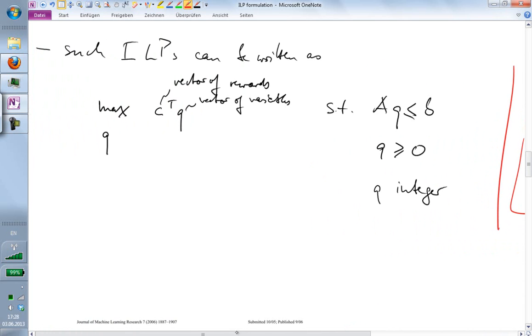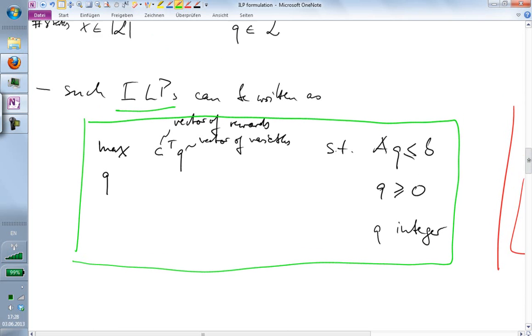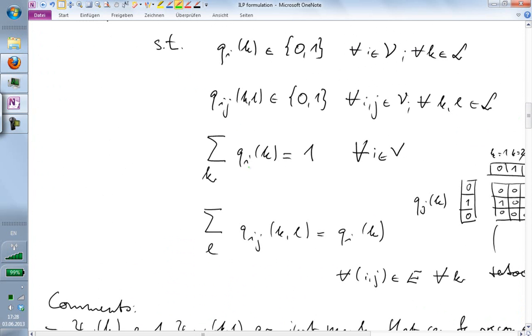So the question is, what is A? This is just the generic form of an integer linear program. And now we can relate it to our case. Let me scroll back up. So to remind us, we have the constraint that A times Q should be, let me write equality here, for the reason that I've just given.